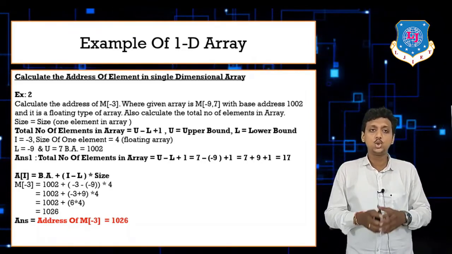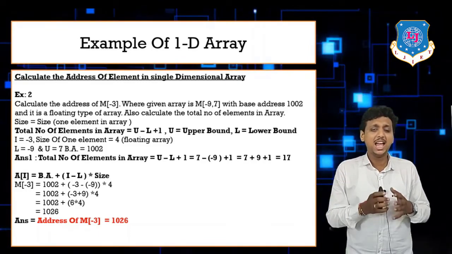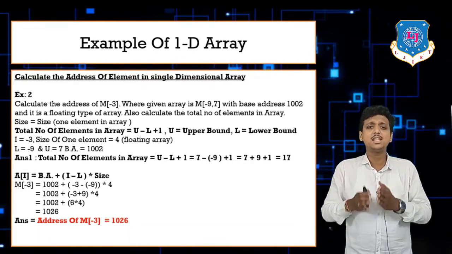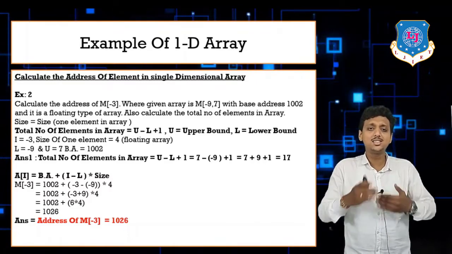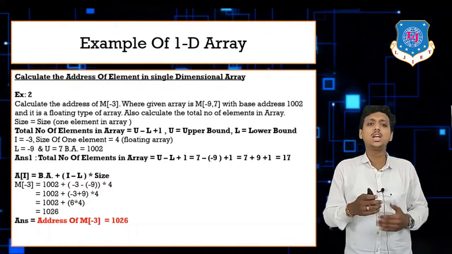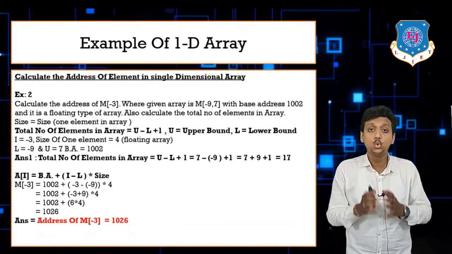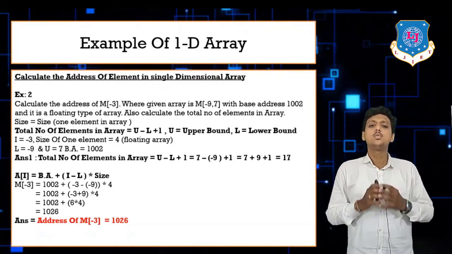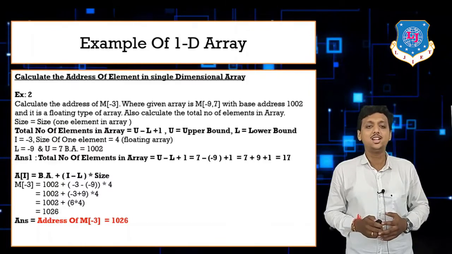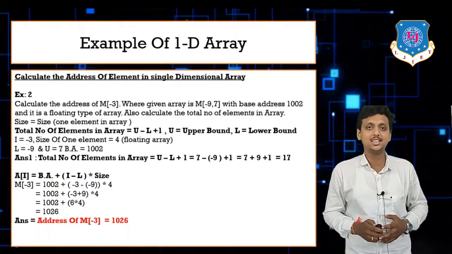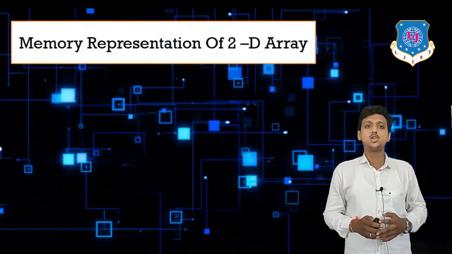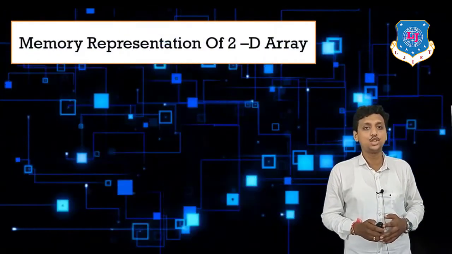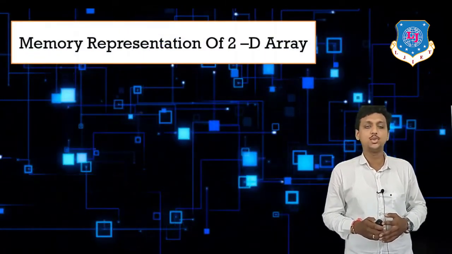So 1002 plus I, that means -3 minus L, which is -9. Calculating this sum, solve it and you get the answer 1026. So students, 1026 is our address of the element m of -3. Now go ahead. The next topic is memory representation of 2D array. This is our last topic of today's lecture.